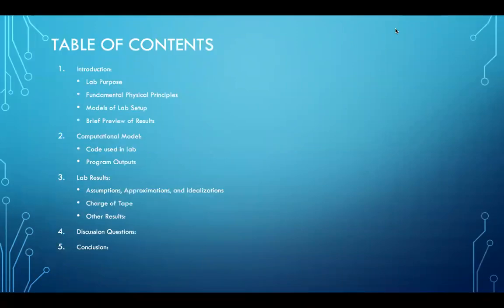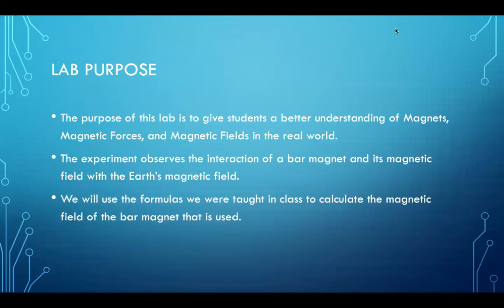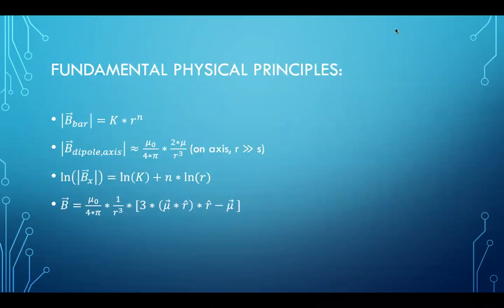This is the table of contents. Okay, the lab purpose is to give students a better understanding of magnets, magnetic forces, and magnetic fields in the real world. The experiment observes the interactions of a bar magnet and its magnetic field with the Earth's magnetic field. We will use the formulas we were taught in class to calculate the magnetic field of the bar magnet that is used. Here are the fundamental physical principles.